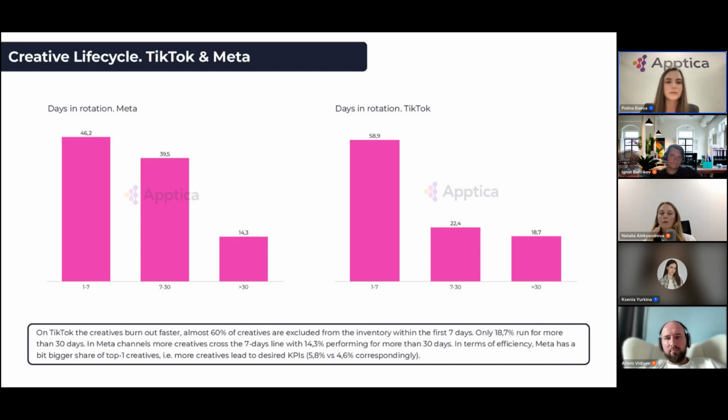In Meta channels, the situation was different because more creatives crossed the 7 days line, with 14.3% performing for more than 30 days. And if we speak about efficiency, Meta had a bit bigger share of top 1 creatives, so more creatives led to desired KPIs.